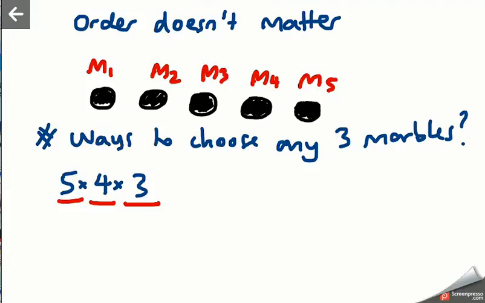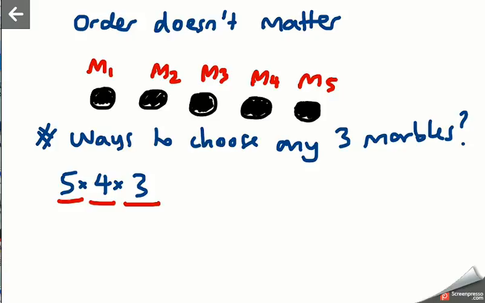For each of the 5 marbles you choose on the first one, there's another 4 marbles that you can choose, and for each of those 5 times 4 different choices of 2 marbles, there are 3 other different marbles to choose the third marble. So that gives a total of 5 times 4 times 3 different choices.